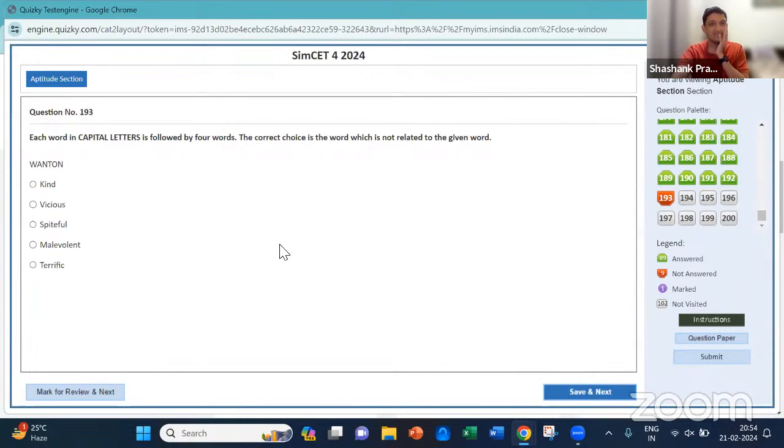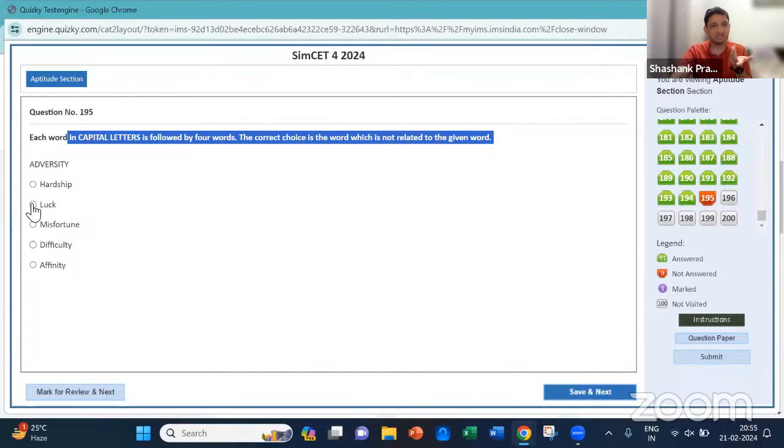I forgot about prosaic. Each word in capital letters is followed by four words, one of which is not related to the given word. Wanton. Okay, so options, if you look at it: vicious, spiteful, malevolent. So kind होना चाहिए, because all these are similar. Terrific, I don't know. Not related. Verbose, wordy, talkative. Effusive, location, tall. Tall is another quality or so. Not related.